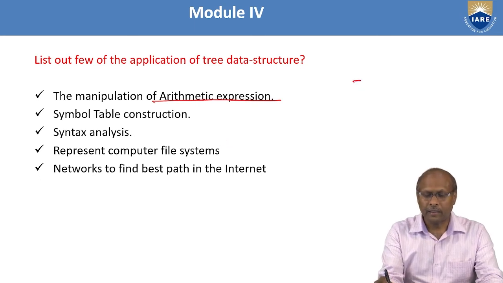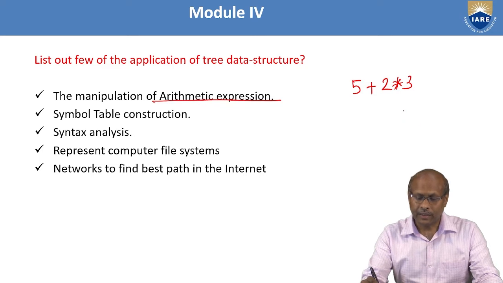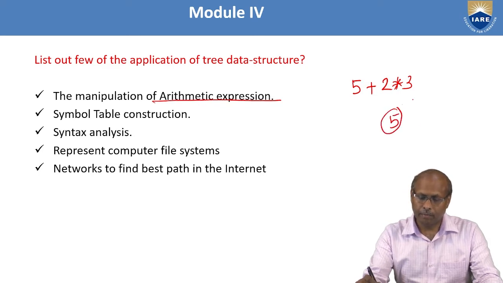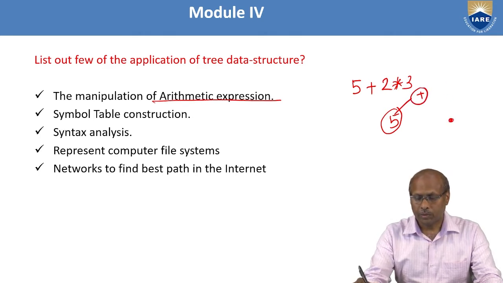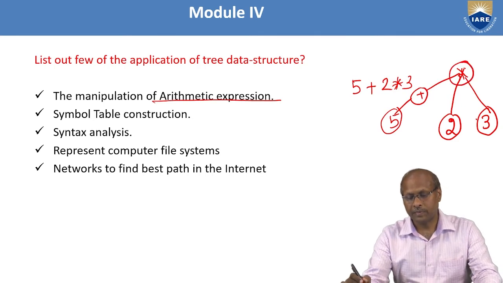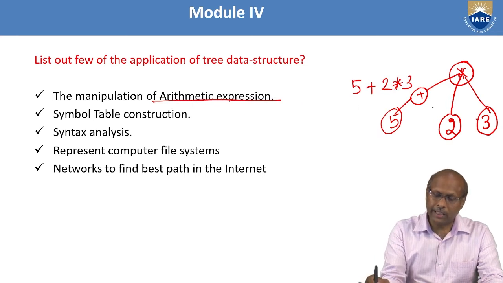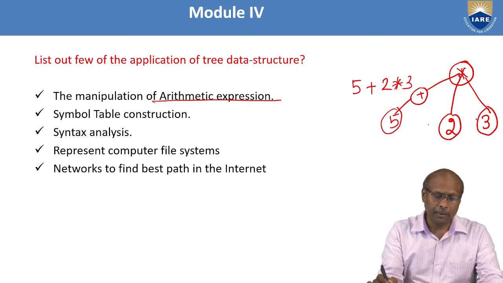For example, I may say 5 plus 2 into 3. This is my arithmetic expression. Now I can represent it using a tree. 5, plus, now 2 is another node, 3 is another node. Now star, that means 2 into 3. Whatever the result comes, you are adding with this. So that means 5 plus 2 into 3. So every arithmetic expression you can represent through a tree form.